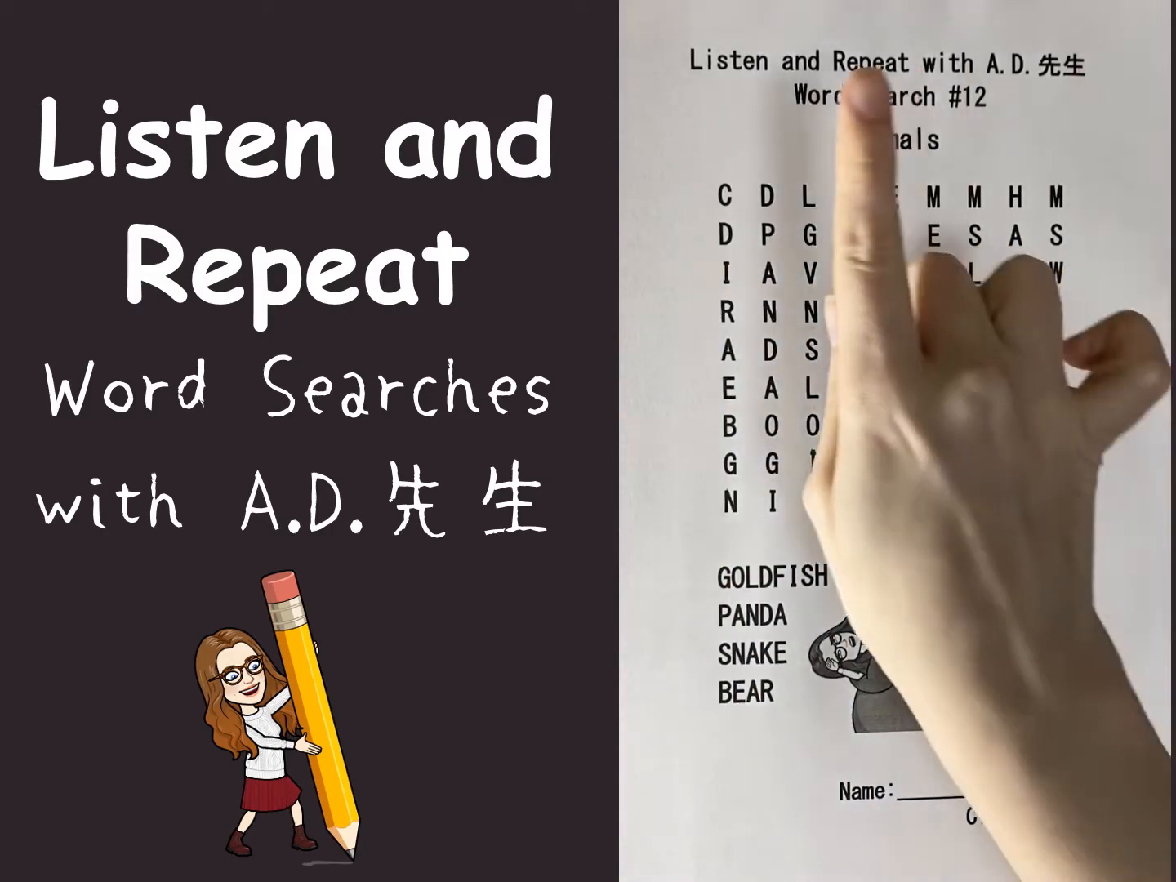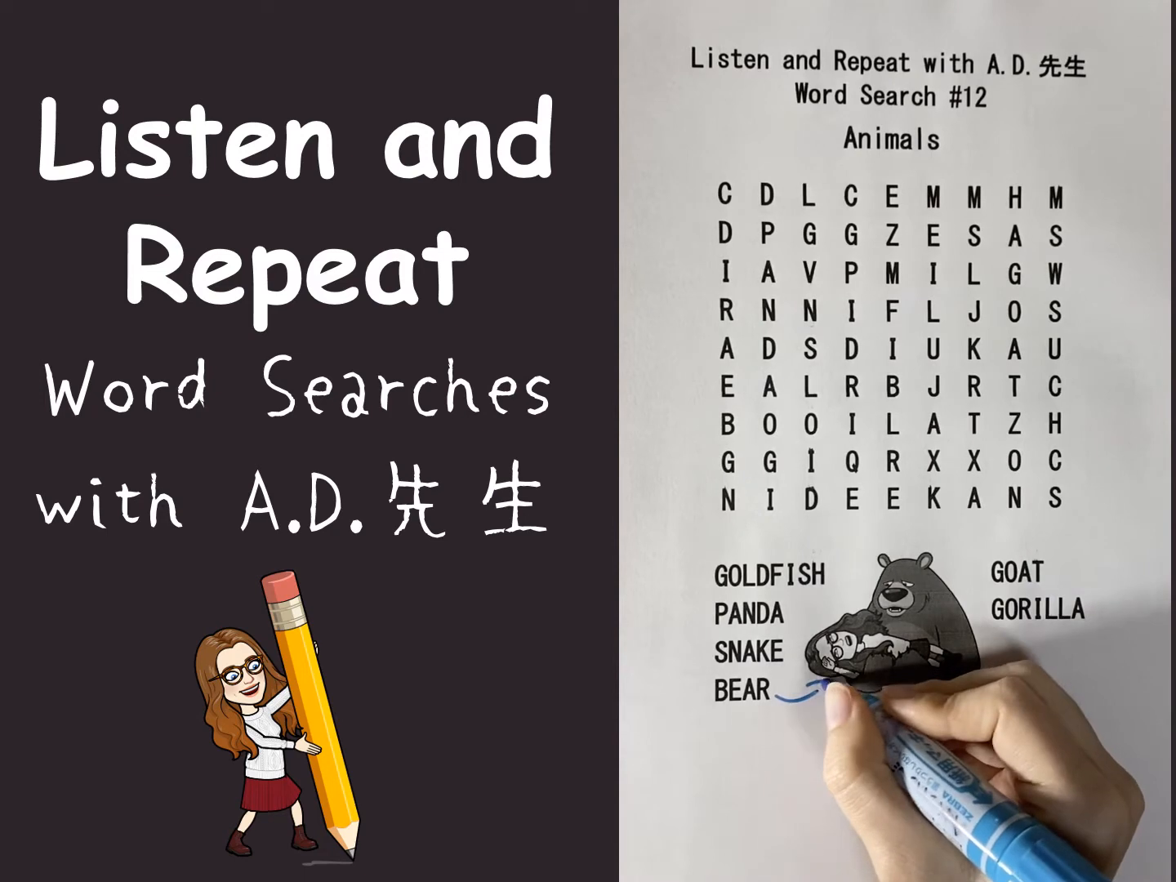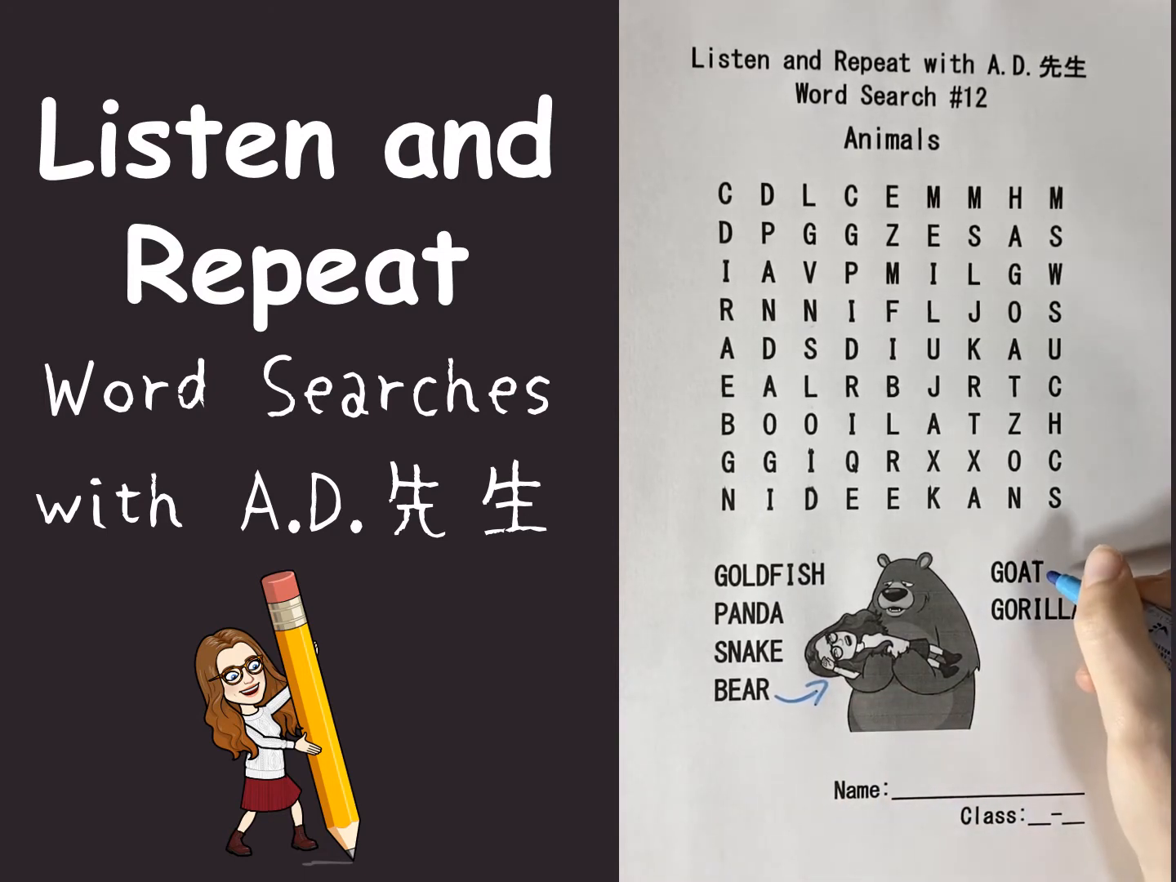Today, let's do word search number 12. It's about animals. Okay, let's look at this list of animals right now. Goldfish, panda, snake, bear, goat, and gorilla. I'll give you some time to solve this one by yourself, okay? Then let's come back here and we'll solve it together. So, see you later.